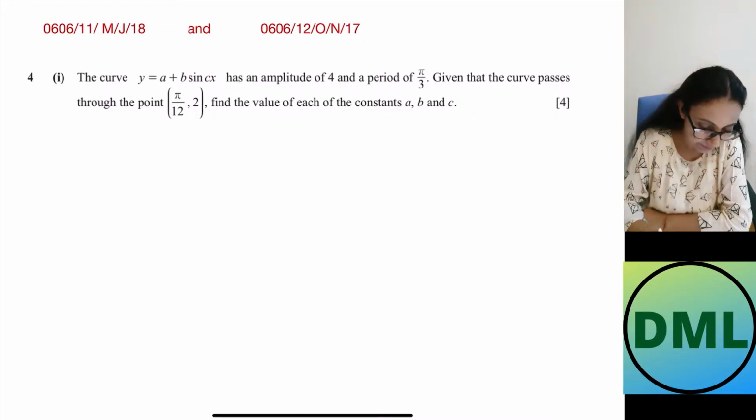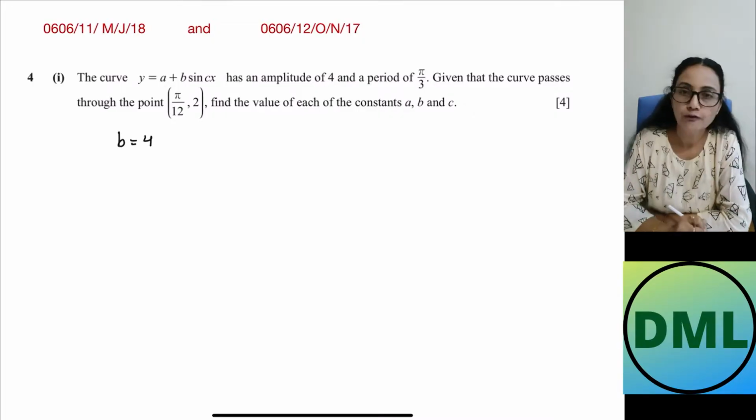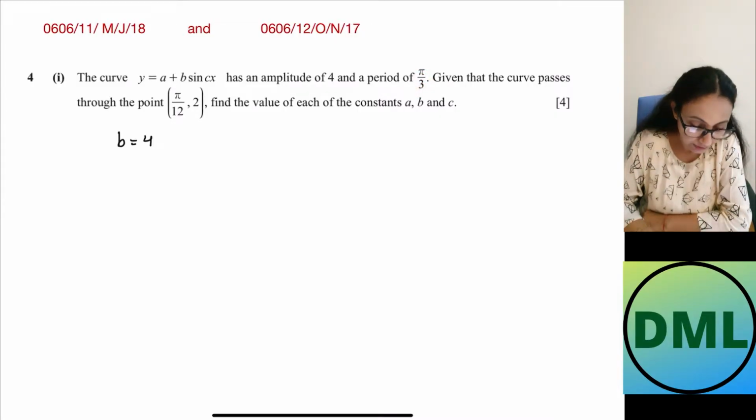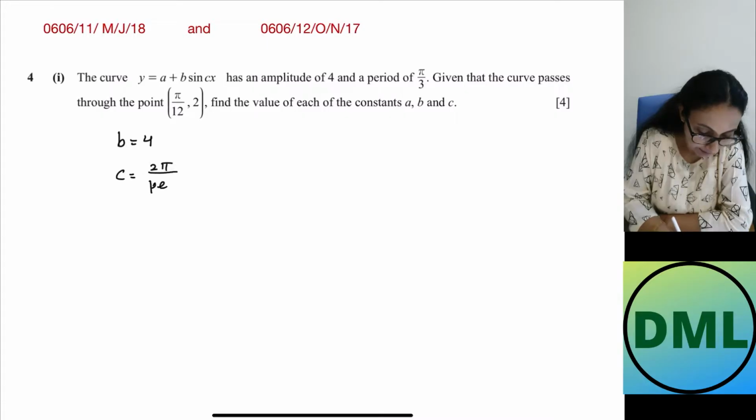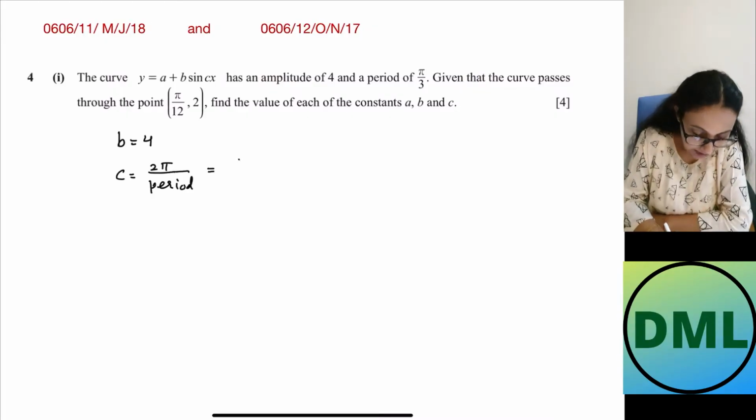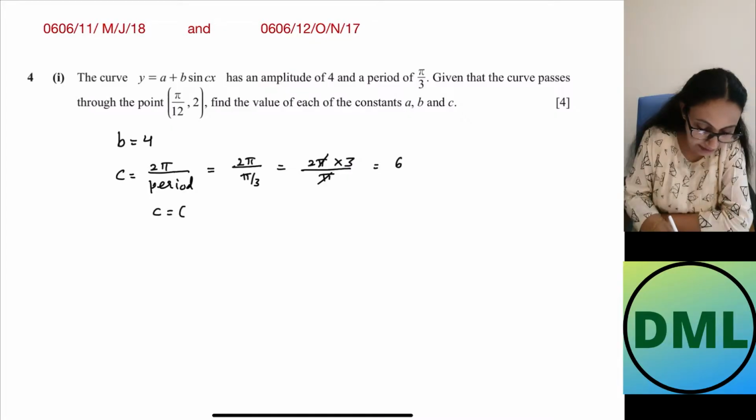Let's write down the answer here. So the value for b is 4. Here they have given us the period. Period is given as pi by 3. I need to calculate the value for c. The value for c will be given by 2 pi over period. What is our period? Our period is pi by 3. Let's substitute the value here. 2 pi by pi by 3. This will be written as 2 pi multiplied by 3 by pi. Pi will get cancelled from pi, and 3 times 2 is 6. That means the value for c is 6.